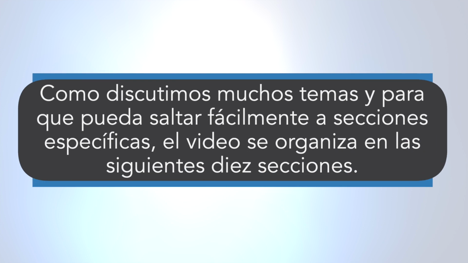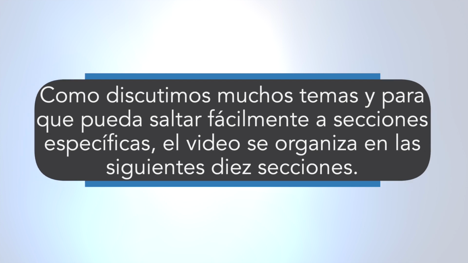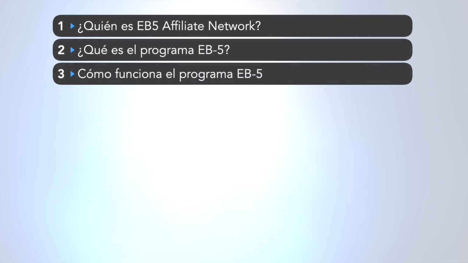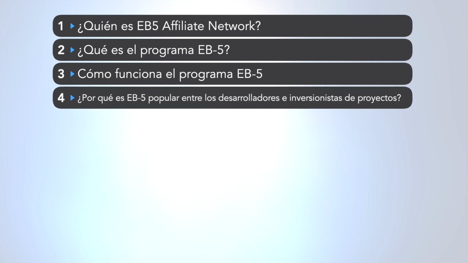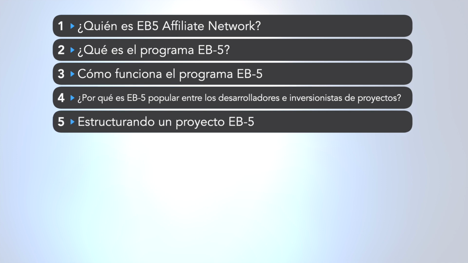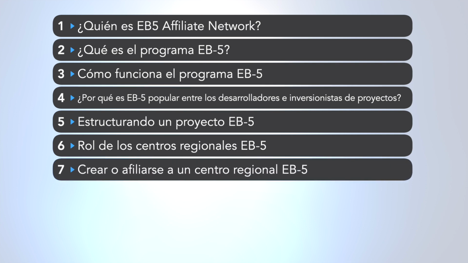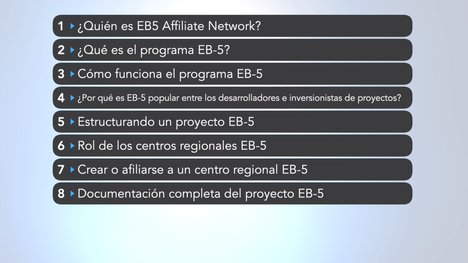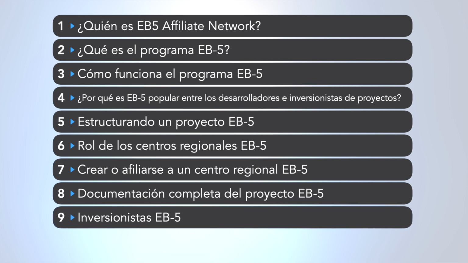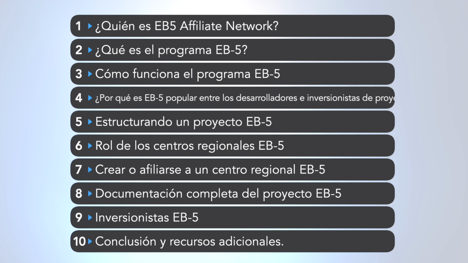Since we discuss many topics and so that you can easily jump to specific sections, the video is organized into the following 10 sections. 1. Who is EB5 Affiliate Network? 2. What is the EB5 program? 3. How the EB5 program works. 4. Why is EB5 popular with project developers and investors? 5. Structuring an EB5 project. 6. Role of EB5 regional centers. 7. Create or affiliate with an EB5 regional center. 8. Complete EB5 project documentation. 9. EB5 investors. 10. Conclusion and additional resources.